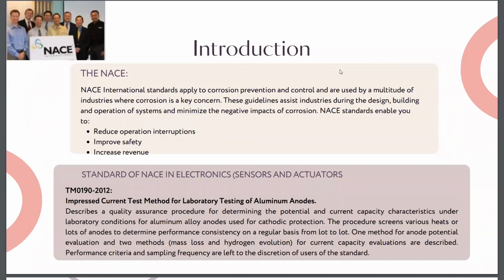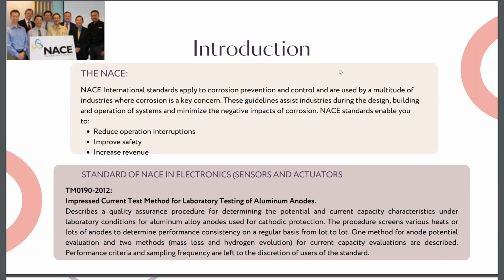The NACE International standards apply to corrosion prevention and control and are used by a multitude of industries where corrosion is a key concern. These guidelines assist industries during the design, building, and operation of systems and minimize the negative impact of corrosion. NACE standards enable you to reduce operation interruptions, improve safety, and increase revenue.